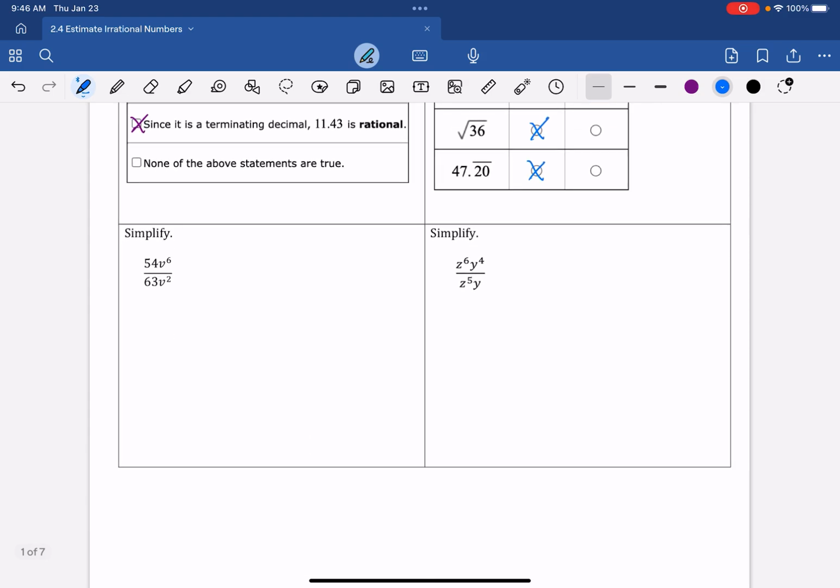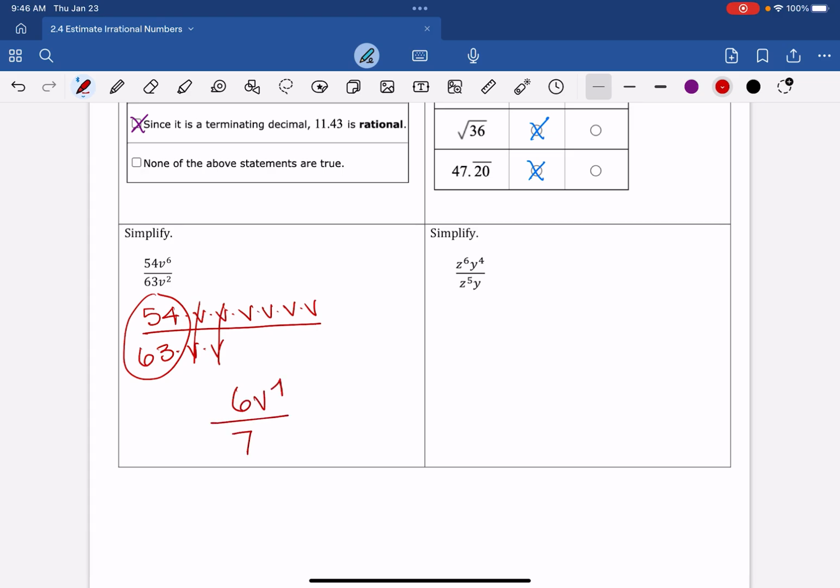Next one asks you to simplify. So we're going to write it all out. So 54 times 6 v's. And then 63 times 2 v's. Okay, I'm going to divide out my v's and then divide 54 over 63, which simplifies down to 6/7. And then there are 4 v's left on the top.